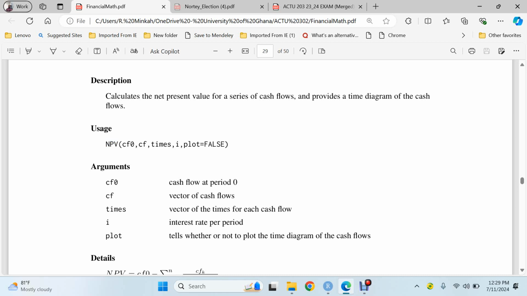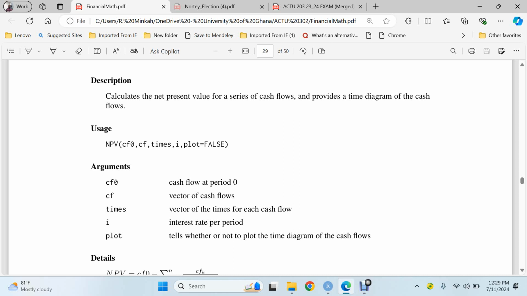What is that? So that's this one. Please, are you with me? So CF0 is the cash flow at time 0. That's the beginning. What we put into the business. Okay. Then CF is a vector of cash flows. So it means that if we want to do this, we must take this as CF0, and then we take the other three as what? The cash flows. Is everybody okay with this? Okay, good. Then the times, vector of what? Times for each cash flow.